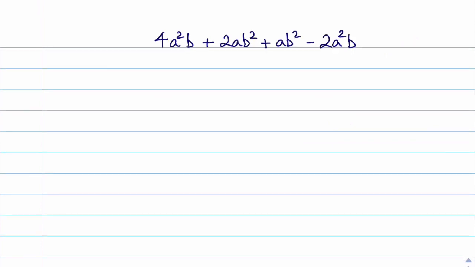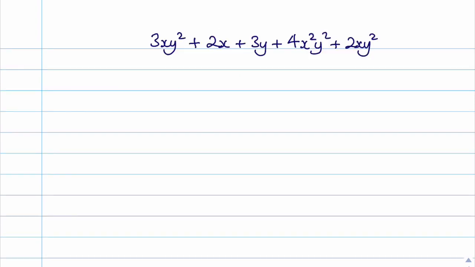On to the next question, and we have some terms involving a's and b's. So I need to have the same order of a and the same order of b, and by that I mean the powers. So if I look at this term here, this a squared b term, I'm looking for any other terms that have an a squared b. And we have this one over here, this negative 2a squared b. So 4a squared b minus 2a squared b is 2a squared b. Now what I have left is this 2ab squared plus another ab squared. So those terms are the same order. That gives me plus 3ab squared.